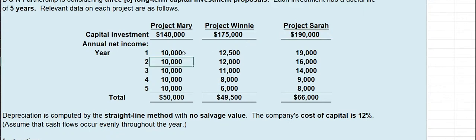And here is a critical point. Net income is not the same as cash flow. And when we are evaluating capital projects, we do want to focus on cash inflow and cash outflow. So this is net income, which of course you may recall is simply revenue minus expenses using the accrual method. But we will want to know what is the annual cash flow for each of these projects.